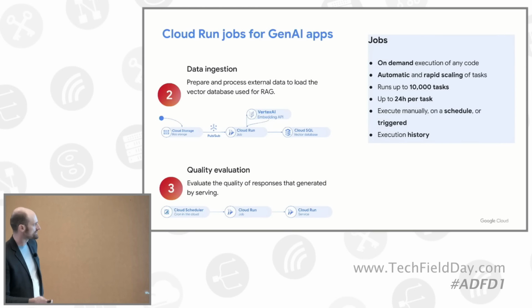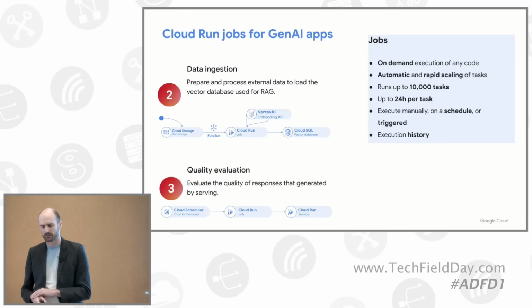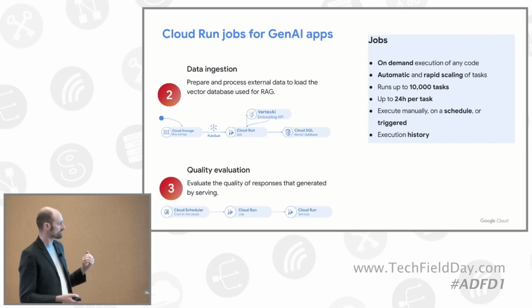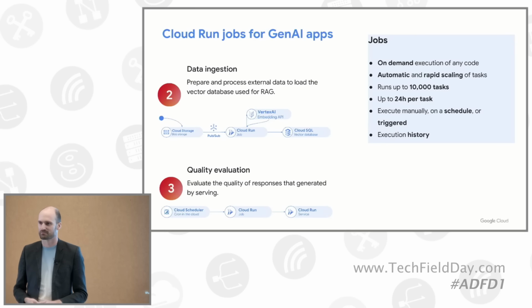Cloud Run jobs are on-demand execution of any code. You don't have to write any web server. It's literally code that executes to completion. They are on-demand, automatic, rapidly scalable. You can run up to 10,000 tasks, many in parallel. Each task can run for 24 hours. And you can, as I said, execute them on a schedule. And of course, you have built-in execution history and logging and monitoring.